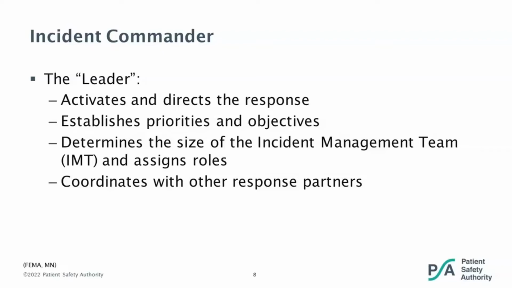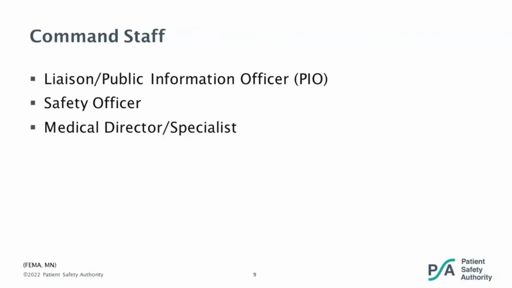The incident commander needs to be aware not to become overburdened or have too broad a span of control, because that can lead to ineffective leadership or failure of situational awareness. They need to use the team and their team members. So underneath the incident commander, they have what we call the command staff. As needed, the incident commander may appoint the liaison or public information officer, the safety officer, and the medical director or specialist. And that group collectively is what we call the command staff.